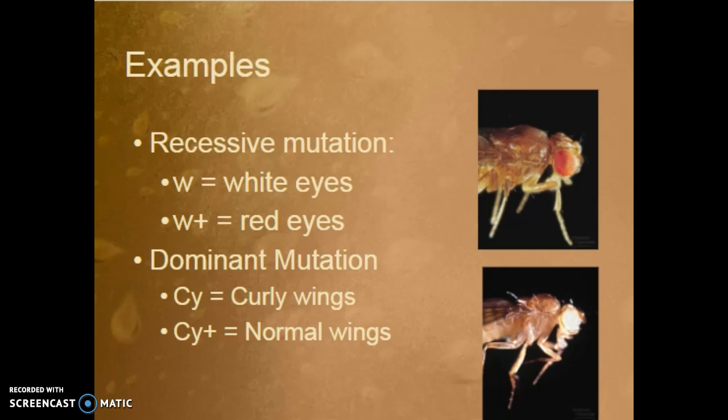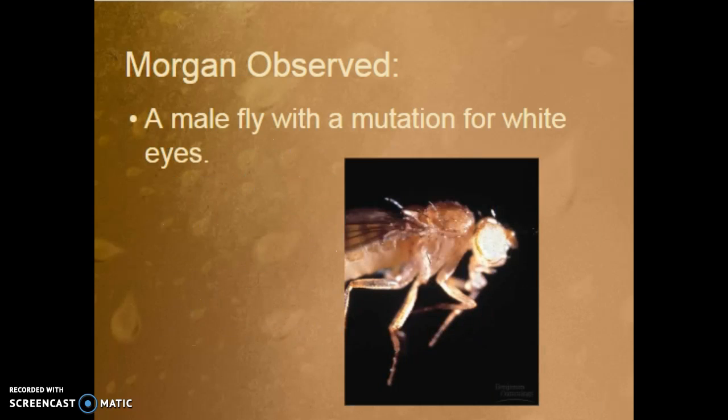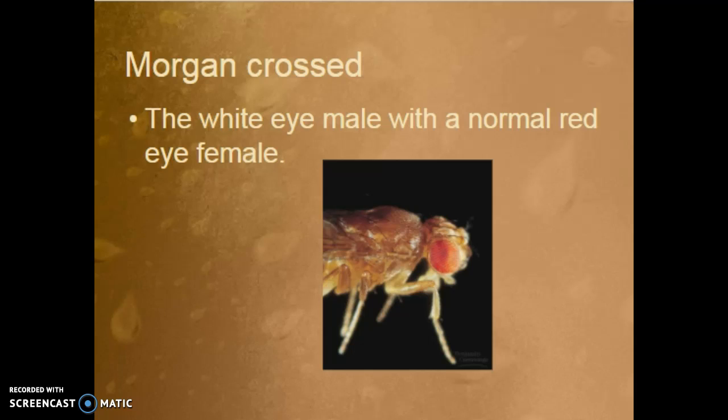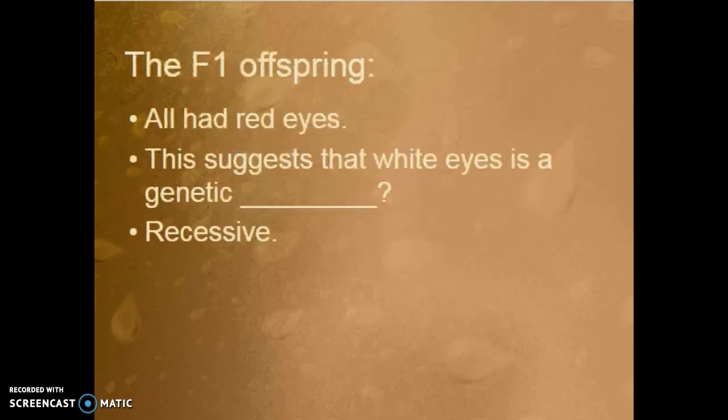And that wild type term basically means that that's what most wild animals have, which is pretty much how we came up with dominant and recessive. So they're synonyms, kind of. So here's an example. Morgan observed a male fly with white eyes, and he crossed it with a normal red-eyed female. So again, that red eye is the wild type. So we would call that dominant if we were Mendel.